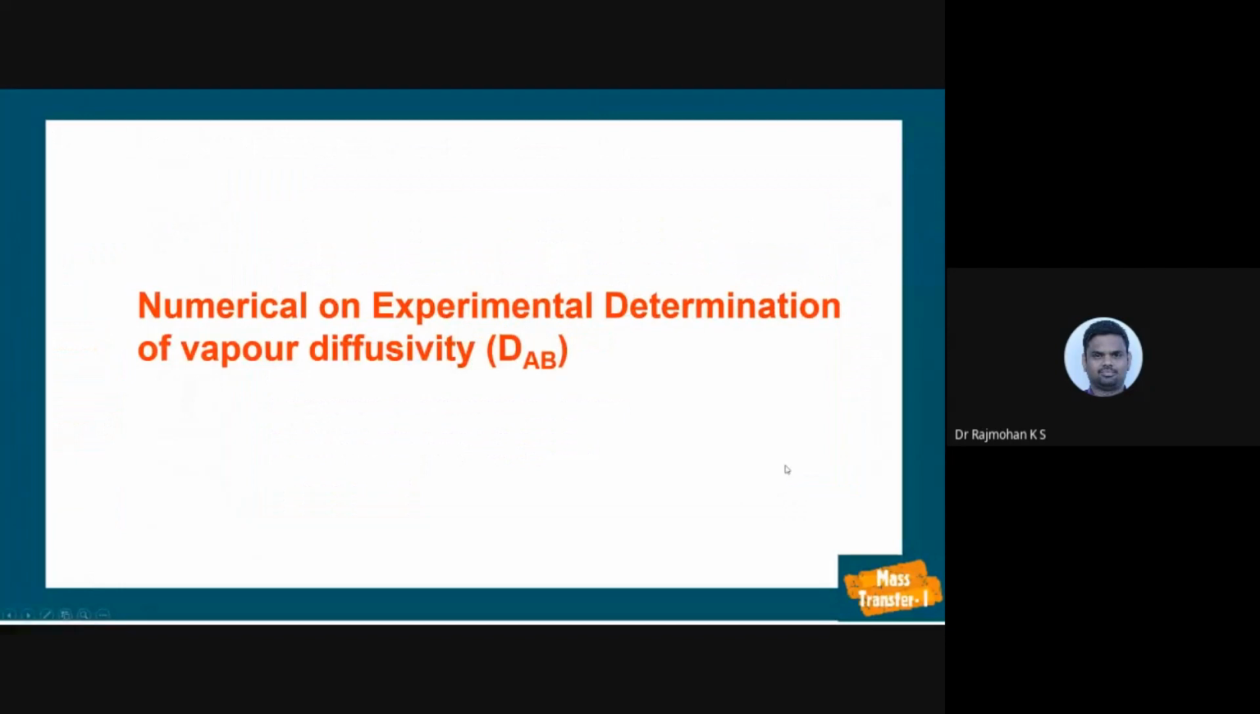Okay. So in this lecture, we have solved a few numericals to determine the vapor diffusivity DAB, if the level change with respect to time is given, and we have seen how to solve the problem if the volume change in a certain time is given. So thank you so much for joining this classroom. In the next lecture, we will discuss derivations for variable areas. If the area is changing continuously, how to get the flux expression, we'll be discussing in the next lecture.